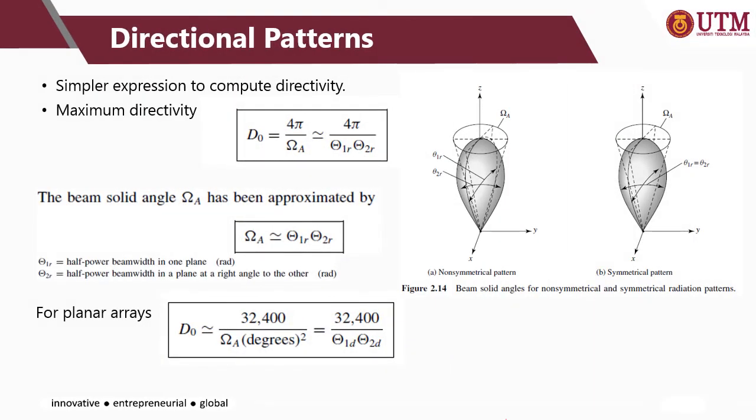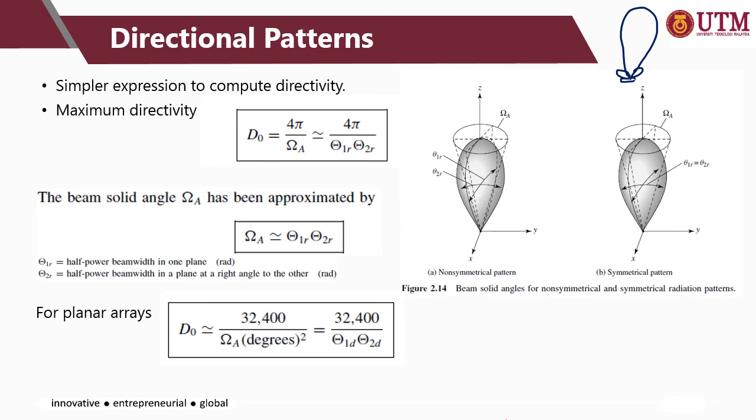Okay, for a directional pattern, besides using the conventional calculation of directivity, it would be much better if you can use a simplified version of the directivity equation, a simpler expression to compute directivity when you have a directional pattern with a narrow major lobe in one direction, and the minor lobes are almost negligible.